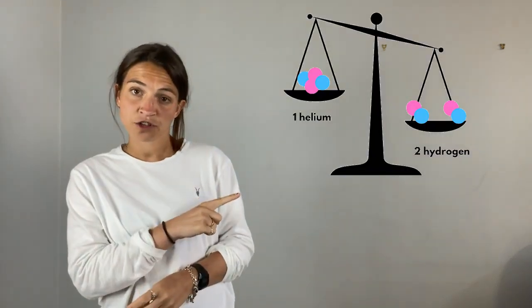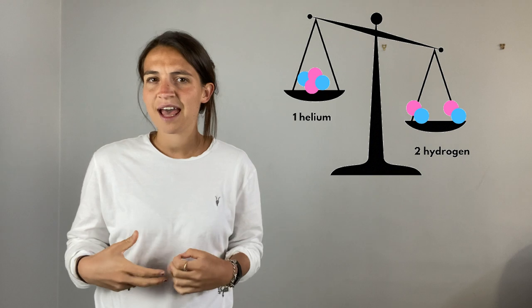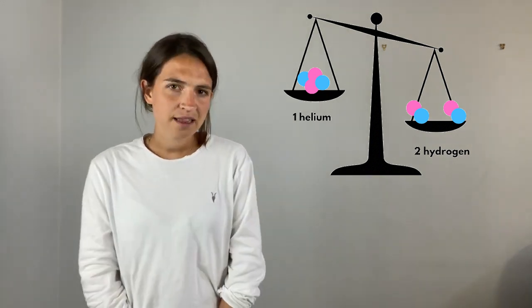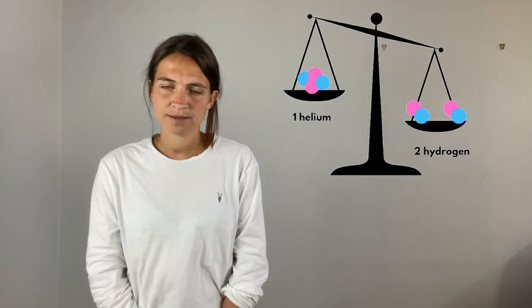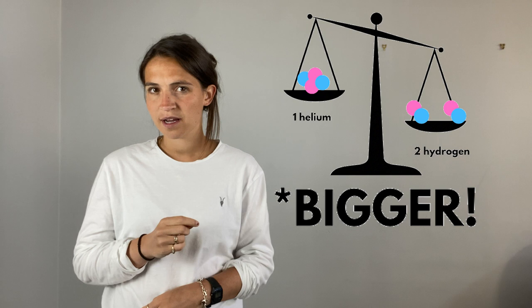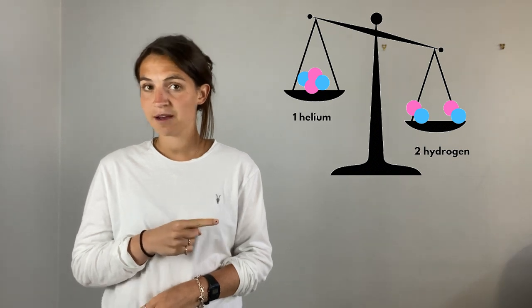So why? I want you to imagine that you had a tiny mini mass balance that was capable of measuring the mass of these atoms. First, you measure the mass of the two hydrogen atoms, and then you measure the mass of the helium that they form. And then you should find something a little bit weird. The mass of the two hydrogen atoms combined is smaller than the mass of the helium atom.